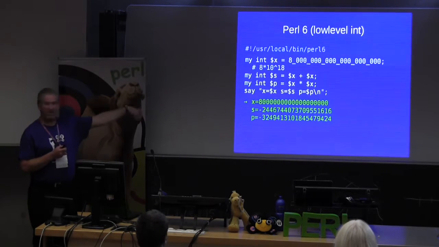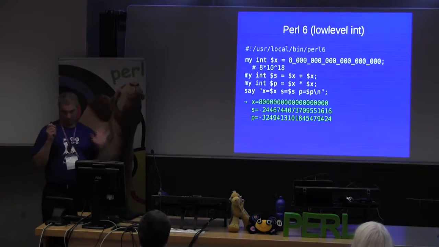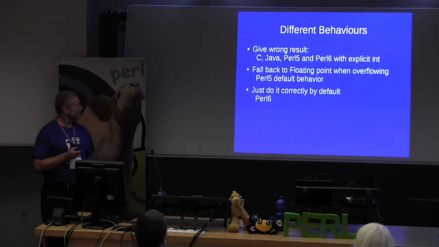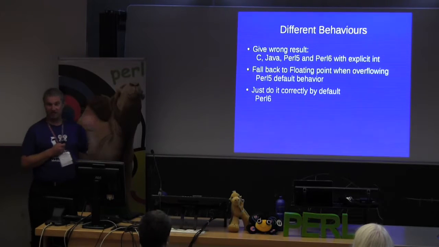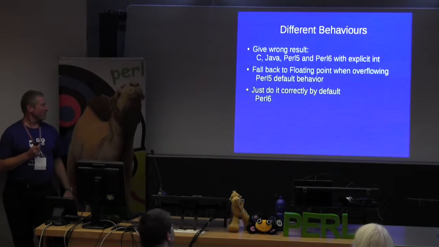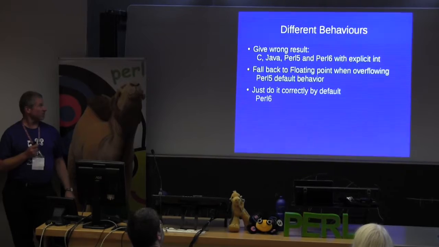Okay? So there we get the weird result again. So the small int is something faster. Okay? So we have different behaviors. We just get the wrong result, whatever it is. In C, in Java, I can promise you it's also wrong. Yeah. In Perl 5, if we use explicit small int, and in Perl 6 also.